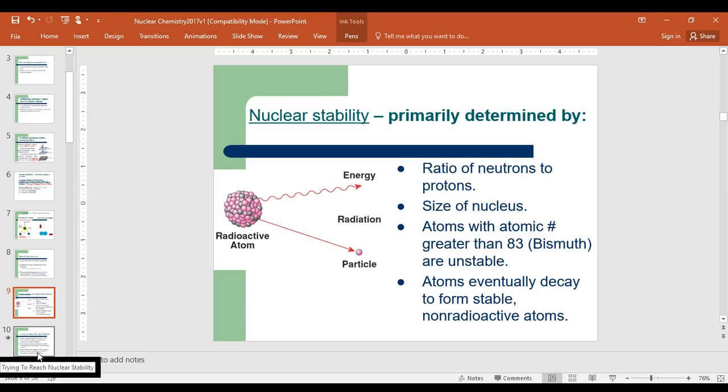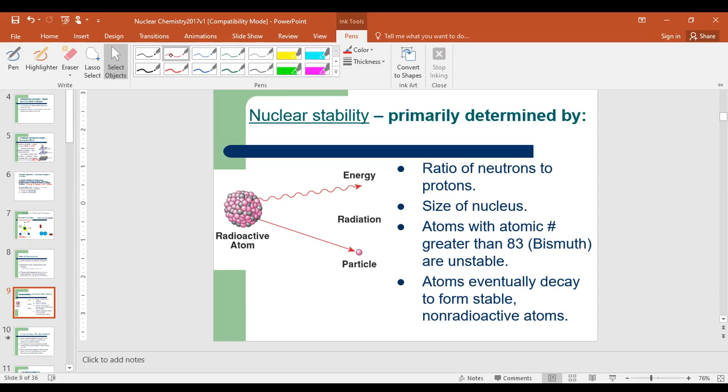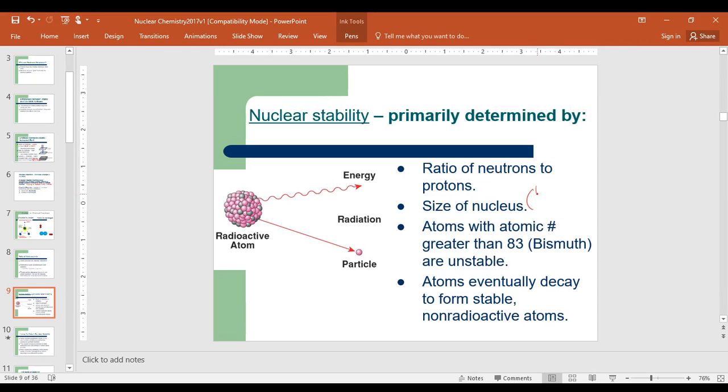So when we look at atoms or nuclei, the way to predict if they're going to be stable or not is really looking at the ratio of protons and neutrons. So larger nuclei are going to be more unstable. So I'll just ink that on here. Large nuclei are more unstable.